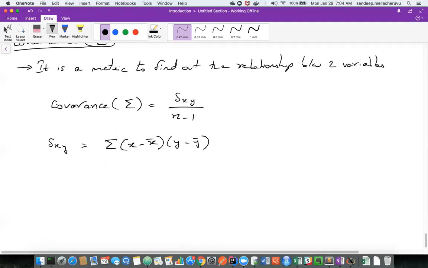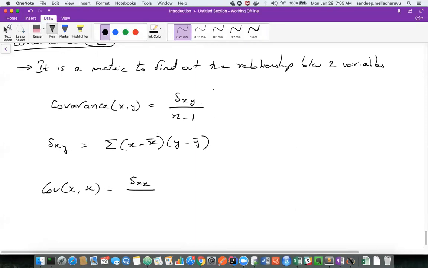Okay, is that clear till now? Yes, Sandeep. Okay, now what happens when actually this should be given as covariance of x comma y. Now what happens when x and y are same? Covariance of x comma x. What happens? It will become Sxx.